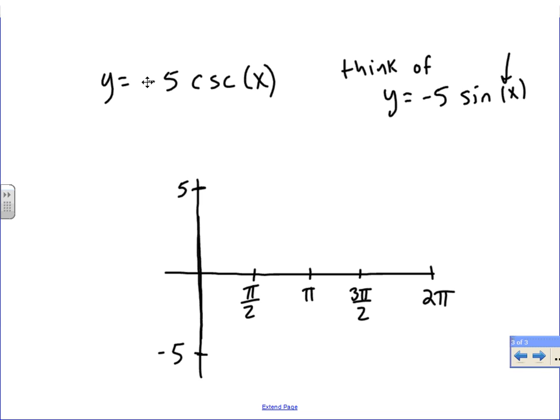So let's sketch in -5 sine x. Now sine starts at 0 and goes up, but it's -5, so it'll start at 0 and actually go down. So it'll go 0, and then at pi over 2, it'll go down to -5, and then back up to pi, up to +5, and then down to 0 at 2 pi. So again, this is just the sine curve.